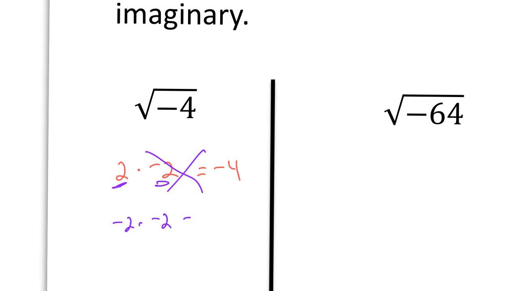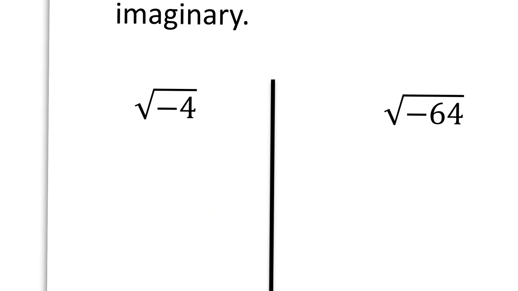So this doesn't work. Well, maybe you're thinking, what about negative 2 times negative 2? Well, yeah, those two numbers are the same. But when you multiply a negative times a negative, it's a positive 4. So notice that this one doesn't work because they're not the same number, and this one doesn't work because we get a positive, not a negative 4. So what do we do in these cases?